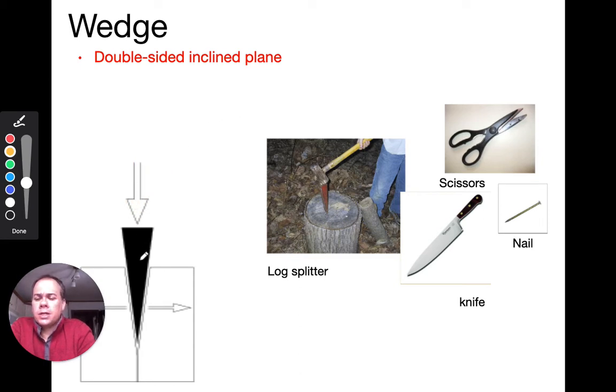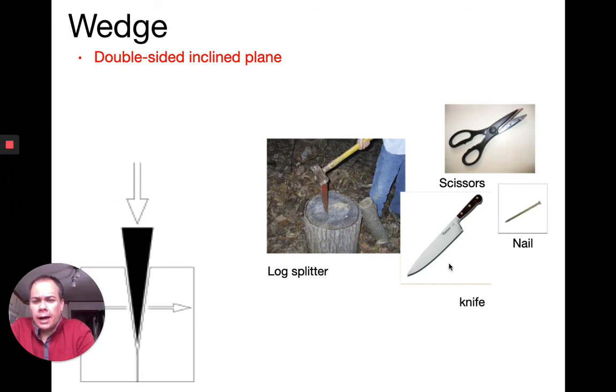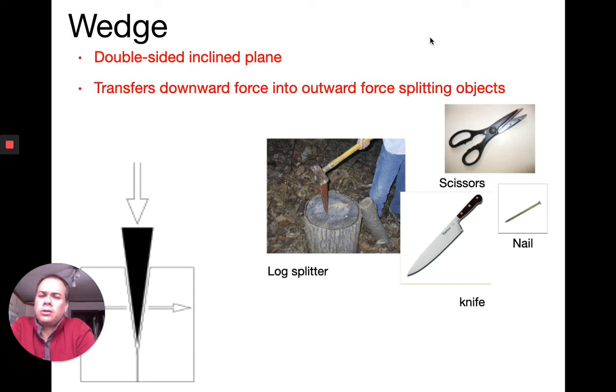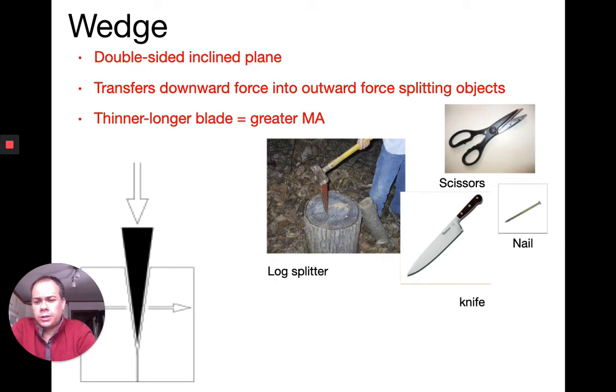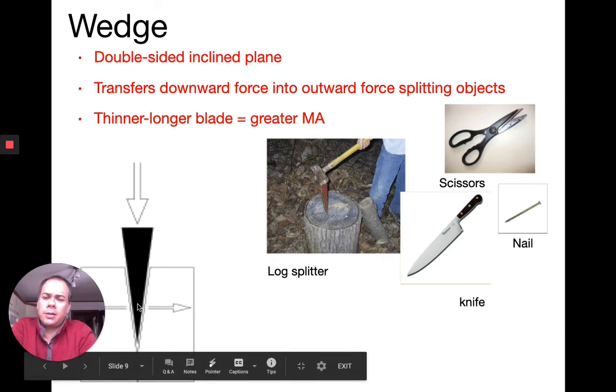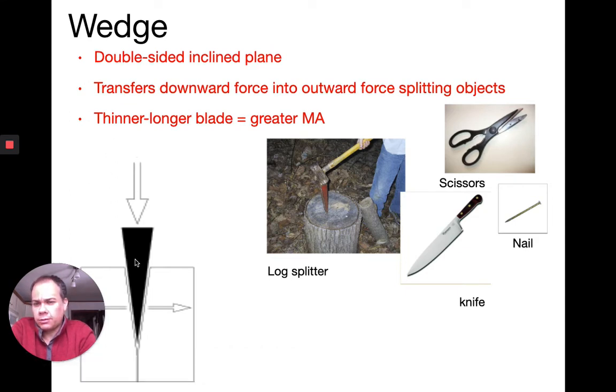That force is then multiplied, and it's also exerted outward. So this downward force that is being applied exerts a force outward, which can then split or cut a material. It transfers the downward force into an outward force, splitting things. The longer and thinner the blade, the greater the mechanical advantage of the wedge, which makes sense because if you imagine it as an inclined plane, the longer the inclined plane is, the greater mechanical advantage it's going to give.